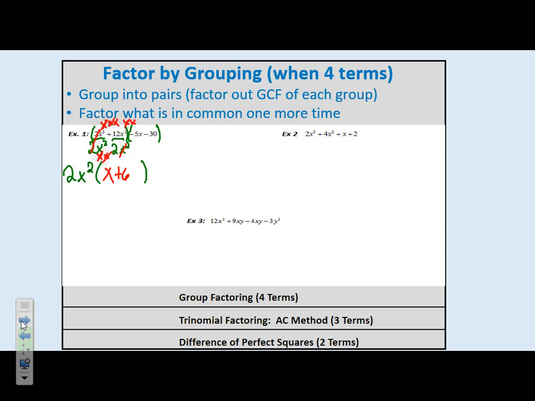Excuse me, x squared we have on both, so those are going to cancel out. So I'm just going to have x plus 6.